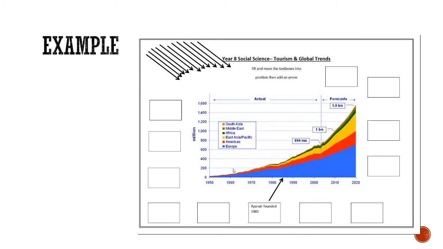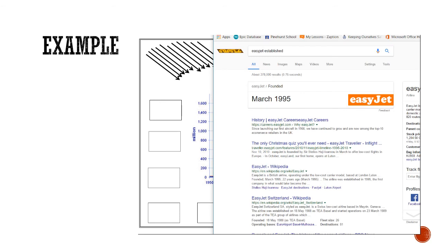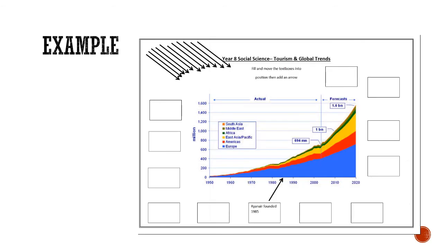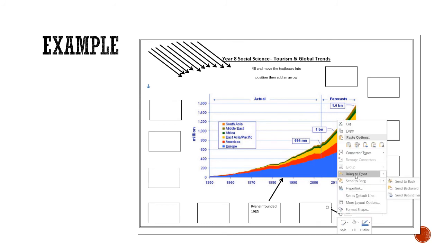Alright, second example. So we've done one down here. The second one we are going to go for is when EasyJet were established. So a quick Google search. EasyJet were established March 1995. So we'll get another arrow down here. Spin it around. That arrow is not in the right place, so we're going to bring it to the front.